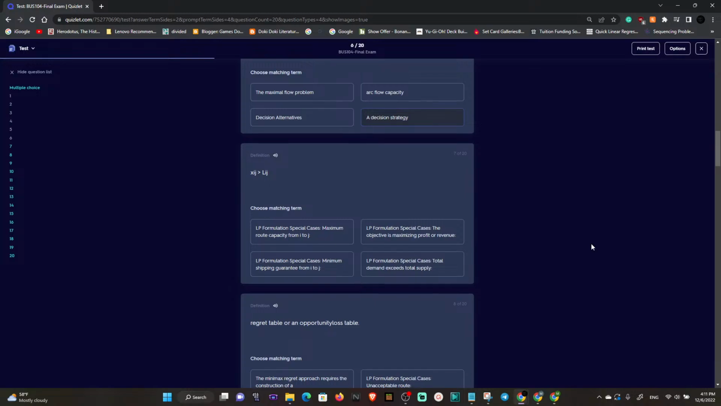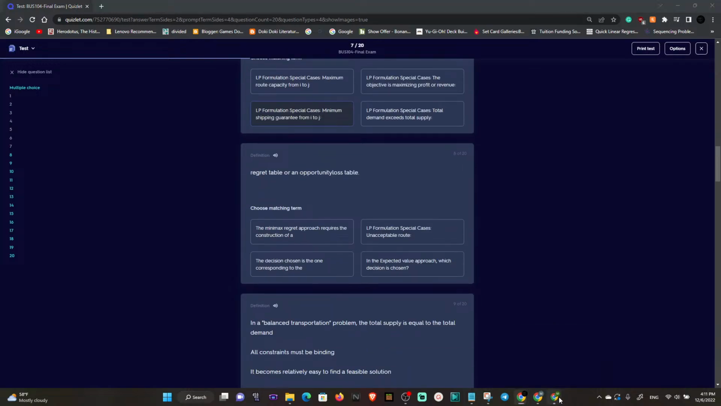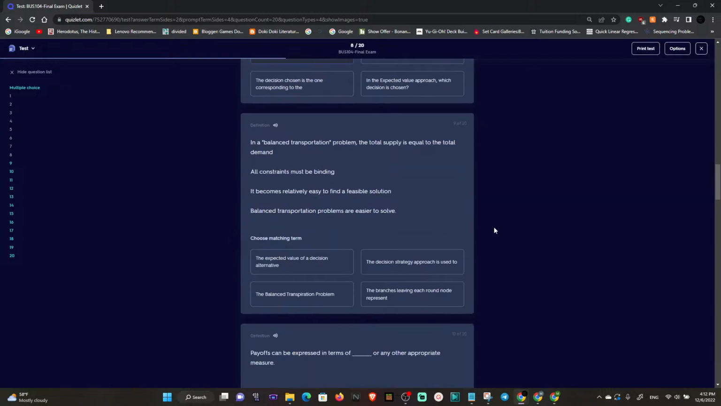Xij is greater than or equal to Lij. That is LP formulation special cases. Minimum shipping guaranteed from i to j. Regret table or an opportunity table. The minimax regret approach. The balanced transportation problem, the total supply is equal to the total demand. All constraints must be binding. It becomes relatively easy to find a feasible solution. Balanced transportation problems are easier to solve. You're up.